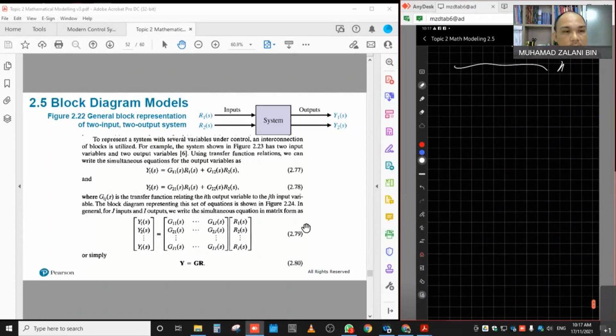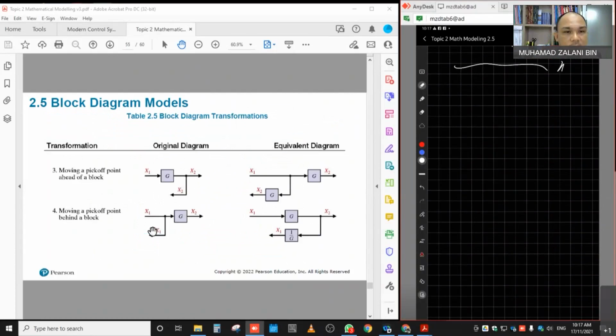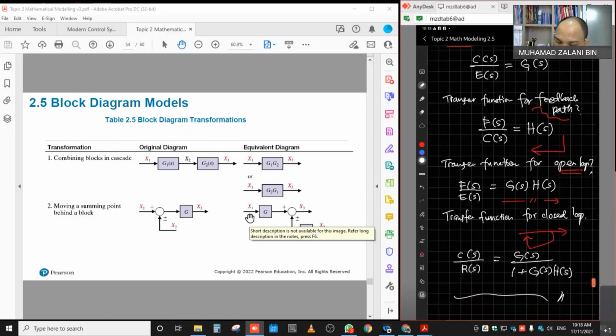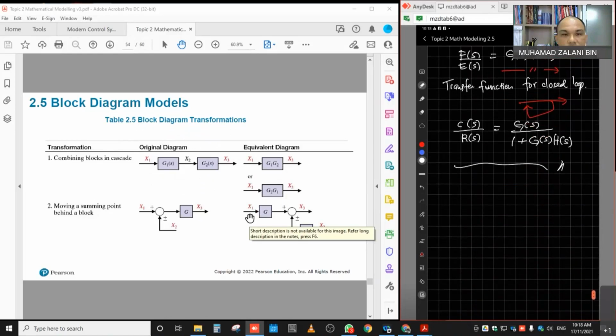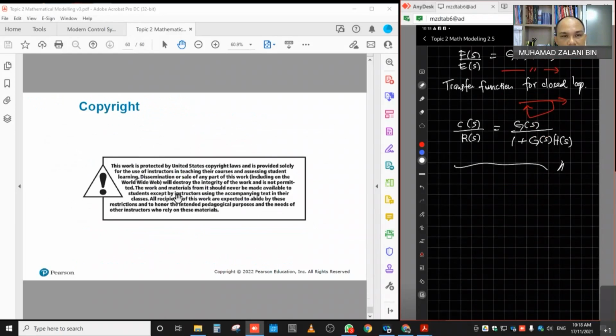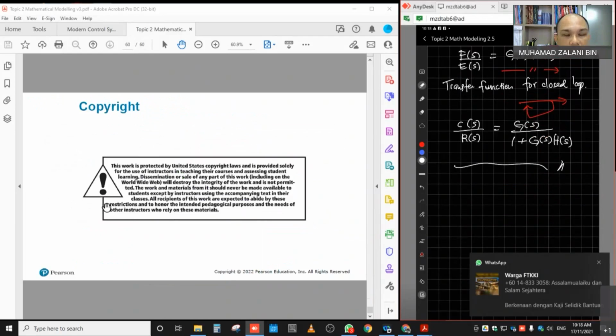Okay, so I will finish here for the block diagram model. I'll see you again. You can also consider studying combining blocks in cascade, which refers to block diagram transformation. We can transform the original block diagram to another equivalent block diagram, which I have done before here. Okay, so up to this time, another example, you can just make your own note. You do the self-study. Okay, up to this time, I will finish. Okay, thank you.